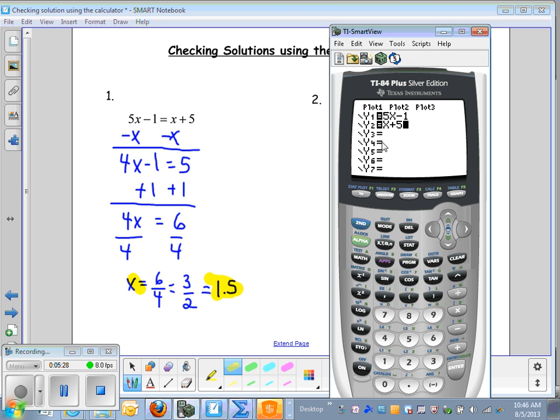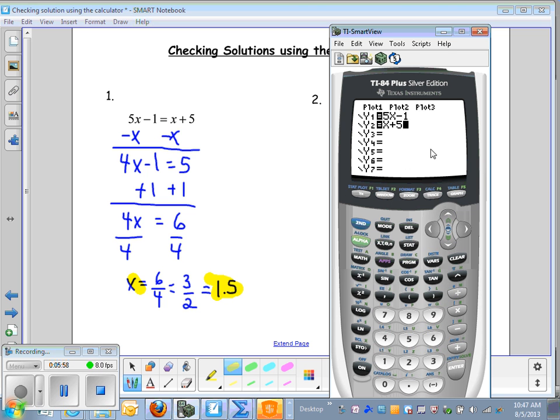Now I'm going to double check that I've entered my information correctly. 5x minus 1 equals x plus 5. Okay? So y equals 5x minus 1 is a line, and y equals x plus 5 is a line. The solution to this is the point where those two lines intersect. So now we're going to go ahead and calculate the intersection. So calculate is here. These are our graphing keys up here.